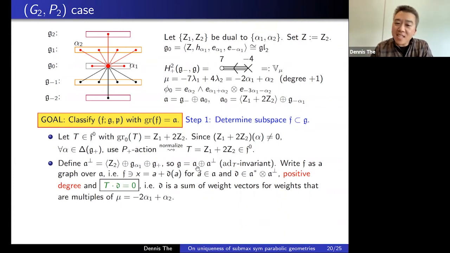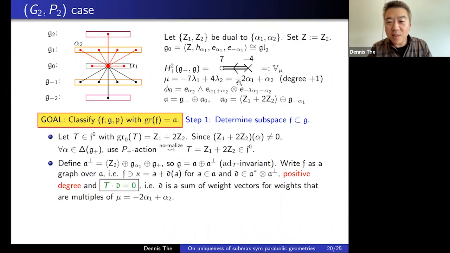But because this decomposition is ad T invariant, this map is heavily constrained. It's annihilated by T. So what this is saying is that delta is living in the subspace of this vector space that's a sum of weight vectors for weights that are multiples of this starting weight. Okay, so that's heavily constraining, just from this initial seed.